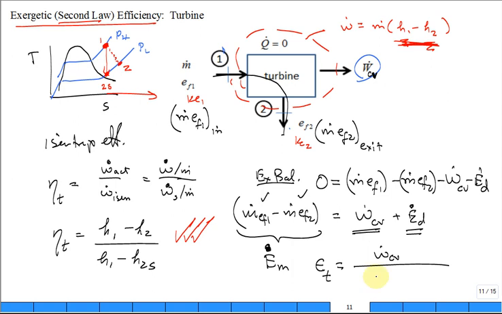It came out of the flowing fluid, m dot F, which is m dot E sub F1 minus E sub F2. It came out of that flowing fluid. Did all of it come out of the flowing fluid and go into the shaft? No, some of it was destroyed due to irreversibilities.